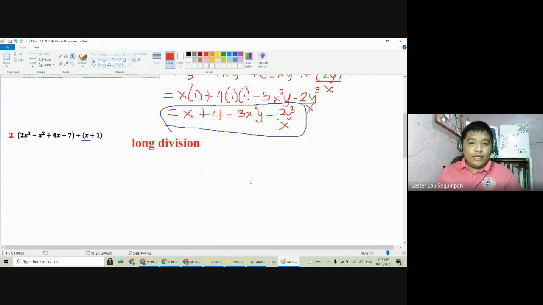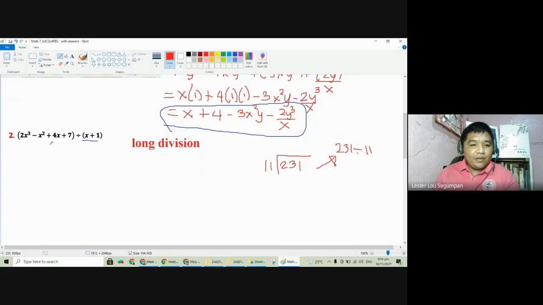You may also encounter synthetic division, but let us not talk about it yet. Let's talk about the long division because that's the part of our competency. The long division is patterned to your long division process. Let's say 231 is to be divided by 11. This is actually taken from the original given, which is 231 divided by 11.